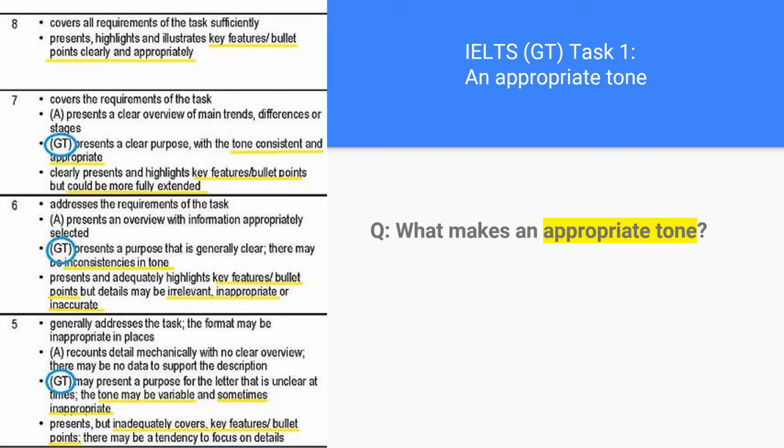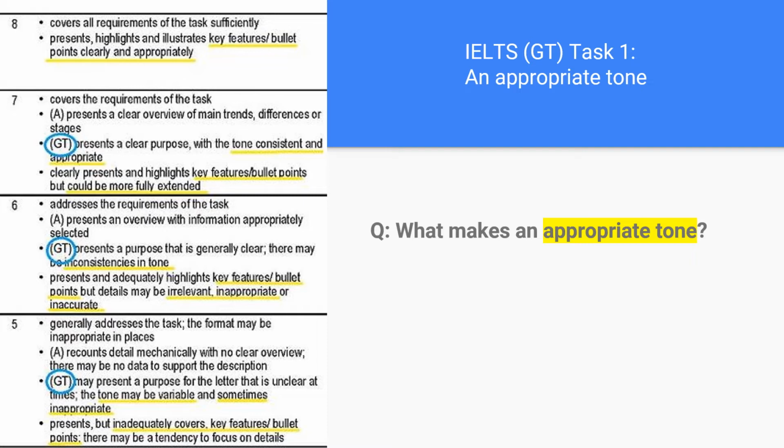This is a close-up of the criteria for Band 5, 6, 7, and 8 of the task achievement category that we saw on the previous slide. Remember, you must meet all of the positive criteria in a particular band in order to be awarded that band score. I've circled the letters GT to indicate those criteria that apply specifically to the General Training IELTS test.